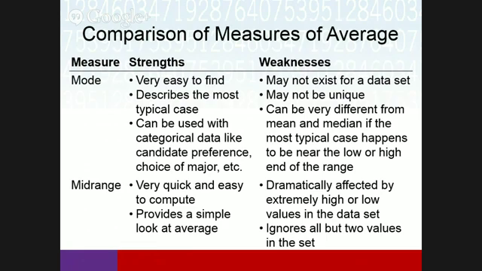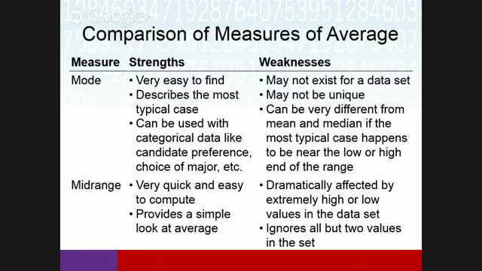Mode, very easy to find. It describes the most typical case, and it can be used in categorical data, like candidate preference, choice of major, etc. It may not exist, so that's a weakness. It may not even be unique. There might be 3 or 4 of them. It can be different from mean and median if the most typical case happens to be near the low or high end of the range. So it doesn't give us too much data, and I don't even list the mode for the test.